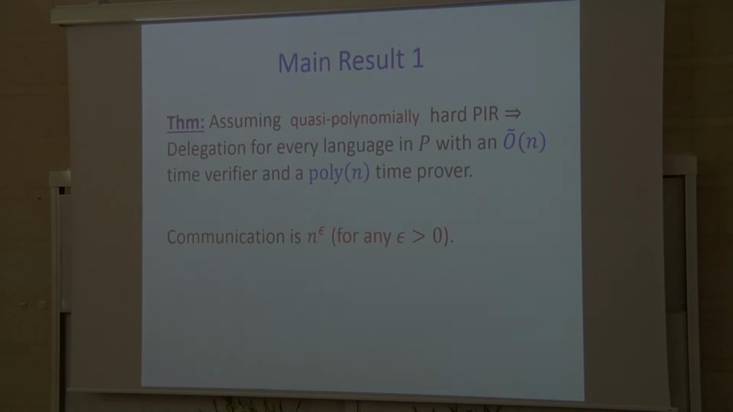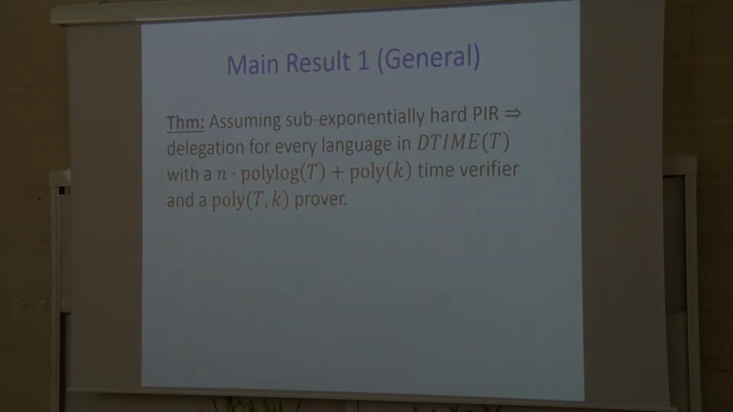And actually, I want to point out what the exact dependency between the parameters are. So the most general theorem says that for every language that you can compute in time t, you obtain a delegation protocol where the verifier works in time n times polylog t, plus poly k, where k is a security parameter, and the prover runs in time polynomial in t, n and k. So that's kind of the general statement.